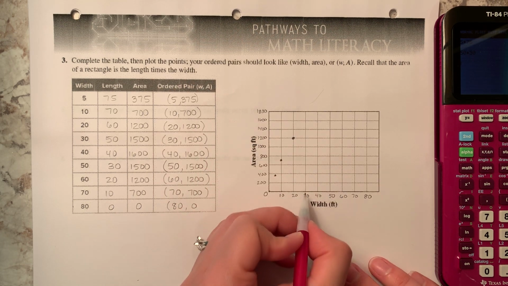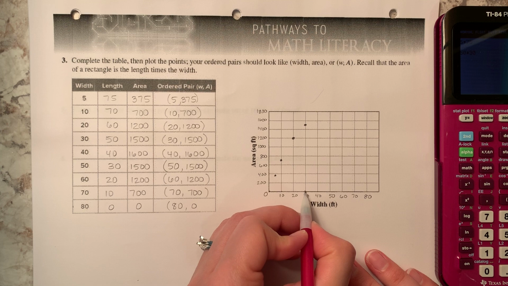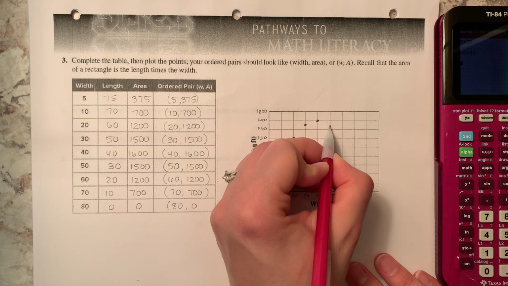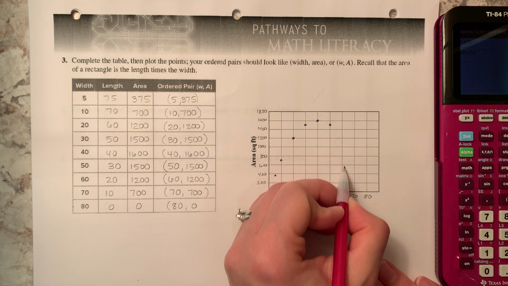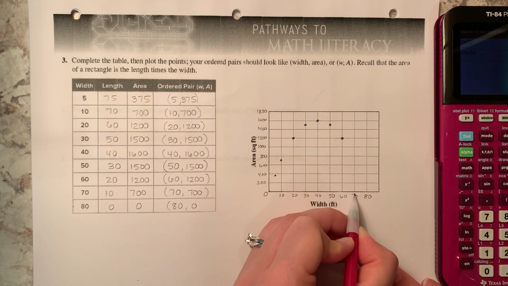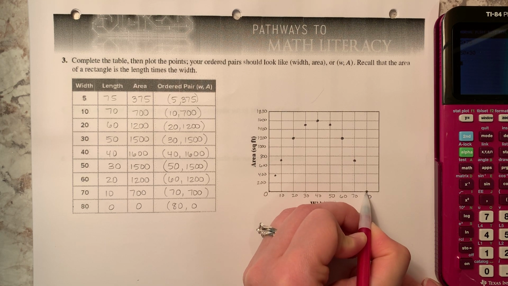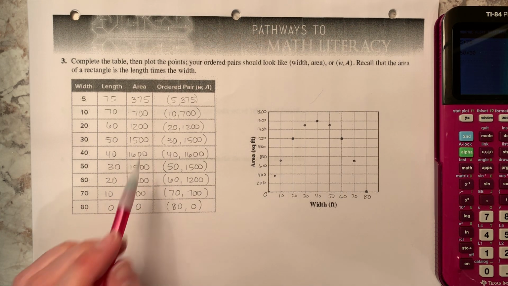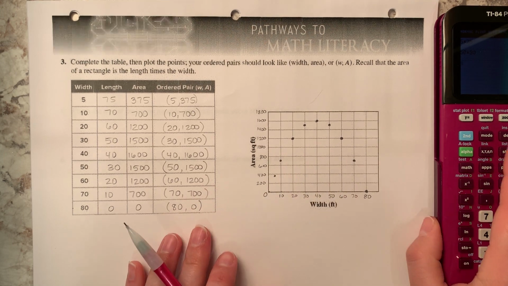What I'm hoping you guys noticed is as you were filling in the table with me, notice the area goes all the way up to 1600, the one that I'm plotting right now, but then the points start to go down from there. So as you make the width of the fence bigger and bigger and bigger, the area eventually starts to get smaller. Just like that, okay? So we've filled in the table and we've plotted the points. We can see that it makes a parabola shape. So now we're gonna answer some follow-up questions about it, okay?